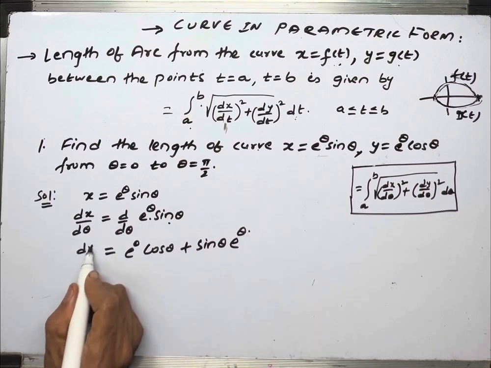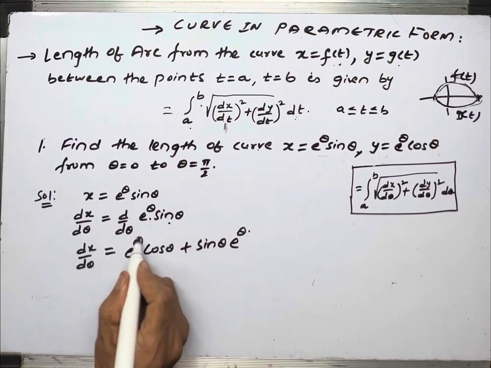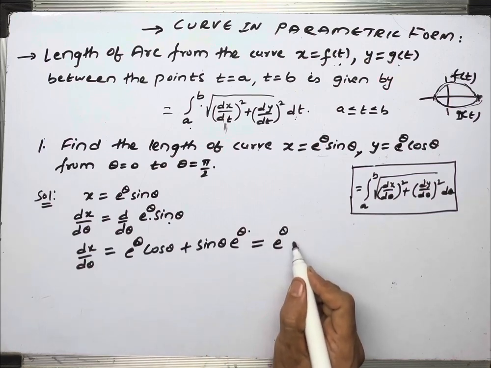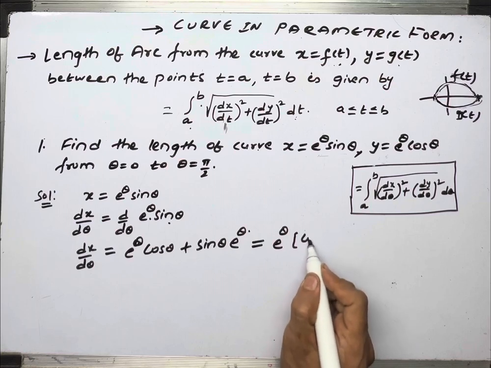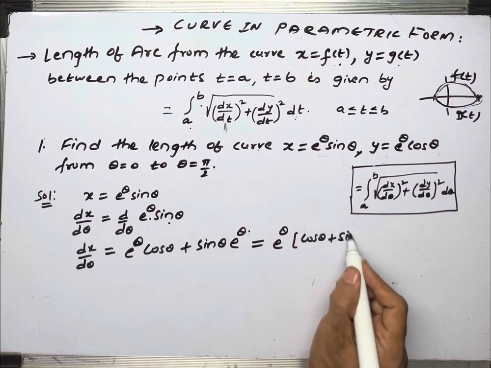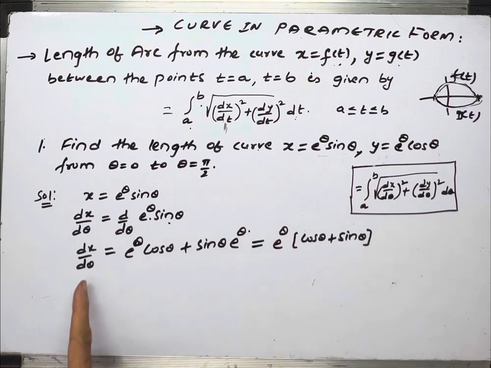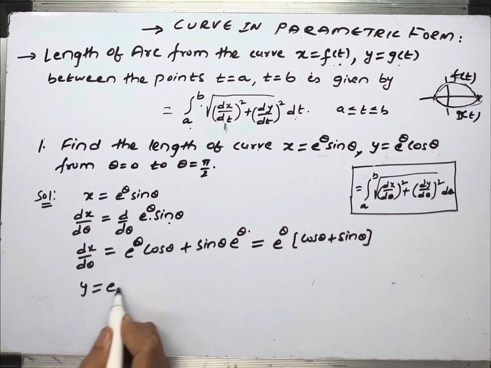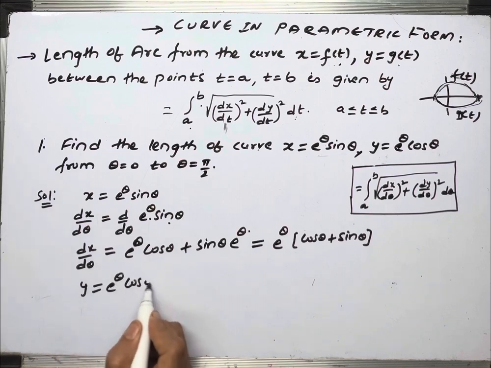This is dx by d theta. We can also write this one in terms of, by taking e power theta common, cos theta plus sine theta. This is dx by d theta. Similarly, second is y is equals to e power theta cos theta.